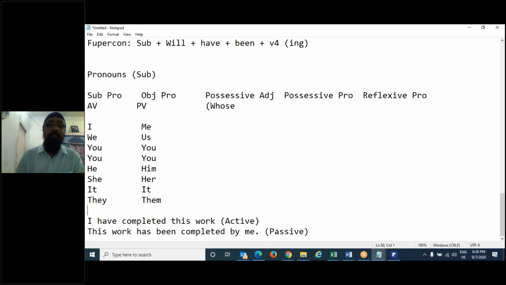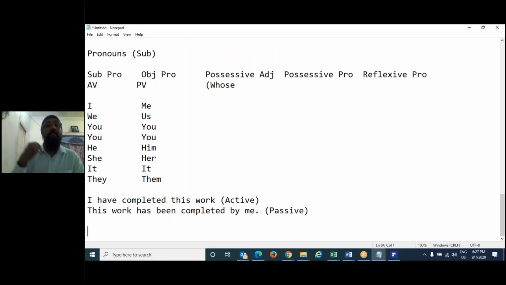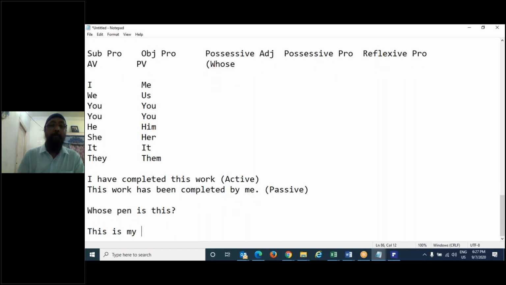Now, if I ask any one of you while listening to this conversation, you must be having a pen in your hand. If I ask you whose pen is this, you would say, this is my pen. Now, you can look at where is the pronoun. There are two pronouns. One is this, another is my. So this is a demonstrative pronoun we'll talk about later. But my pen. So my is answering the question whose.